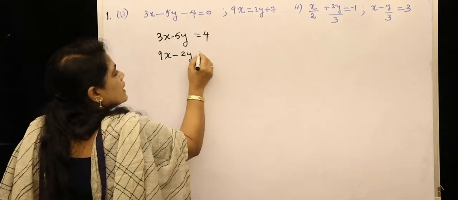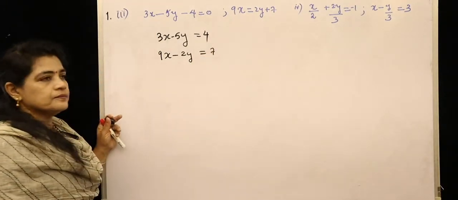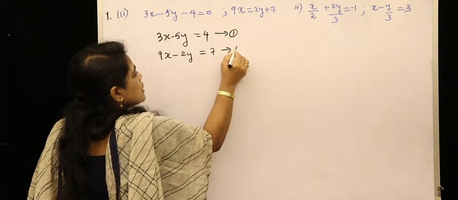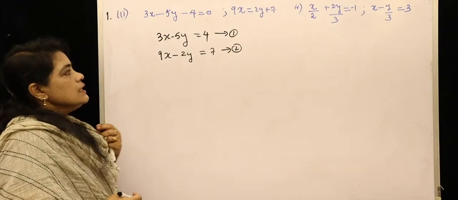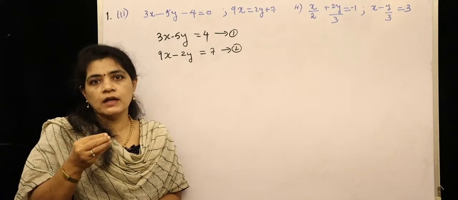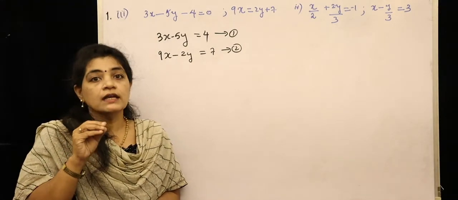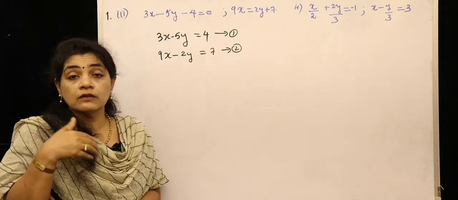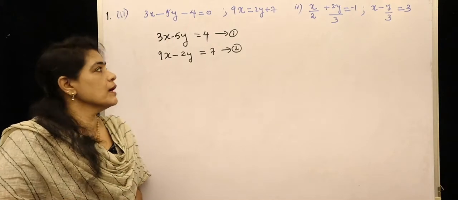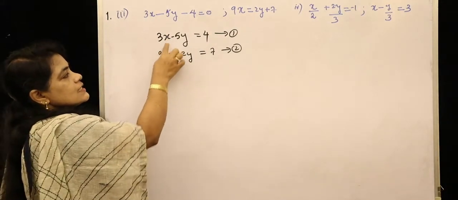And 7 is there. So I am marking these as equation number 1 and equation number 2. See children, here we have to look into the first variable and its coefficient. I already told you, just read out the terms so that you can get the idea how the next step can be started. So 3x and 9x.